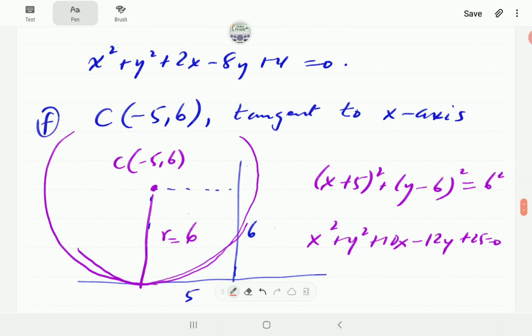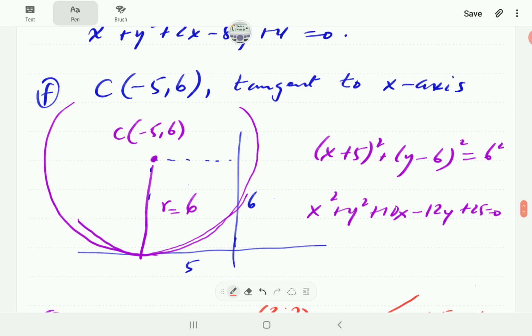So for F, we are looking for a circle centered at -5, 6, tangent to the x-axis. So that means this distance is going to be 5, that distance is going to be 6. If it's tangent to the x-axis, it means the radius is going to be 6. And then of course h and k are -5 and 6. So we plug this here, and that's going to be our equation.